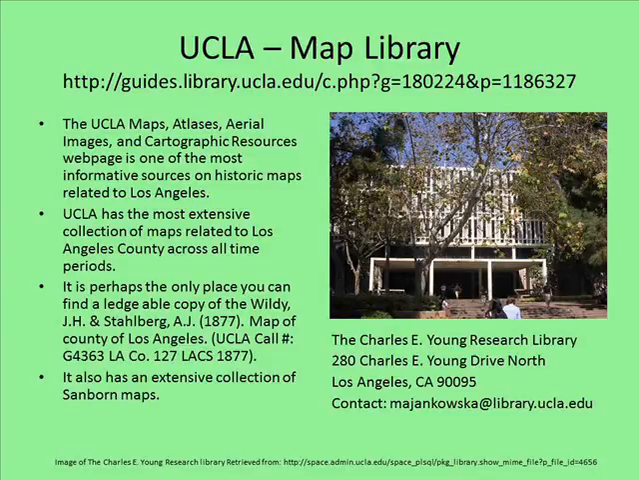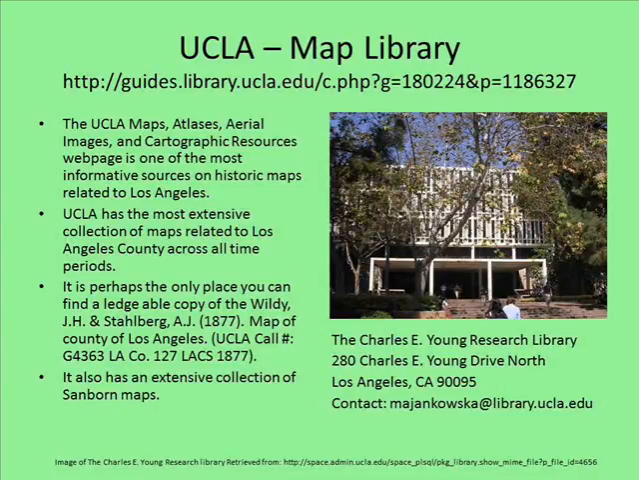The UCLA Maps, Atlases, Aerial Images, and Cartographic Resources webpage is one of the most informative sources on historic maps related to Los Angeles. UCLA has the most extensive collection of maps related to Los Angeles County across all time periods. It is perhaps the only place you can find a legible copy of the Wilde and Stahlberg 1877 map of the county of Los Angeles. This is a fantastic map and incorporates almost all published information in terms of surveys and records prior to 1876.